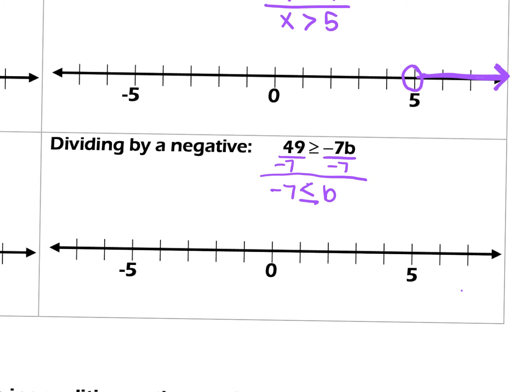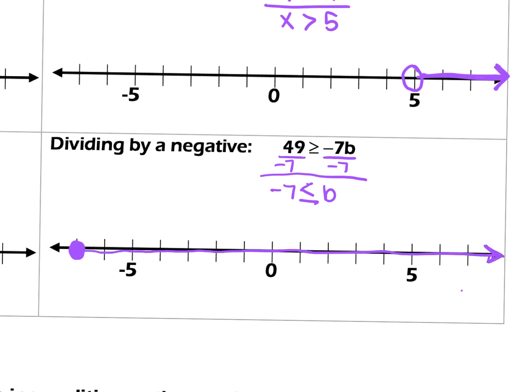So I'm going to make a closed circle on negative 7. And now you have to pay attention, because it looks like all the numbers should be less than negative 7, but what it's really saying is I have to read this one backwards. I'm going to have to say b is greater than or equal to negative 7, because what it's saying is negative 7 is less than all the b's. So negative 7 should be smaller than every b we have. Well, that means all our b's are greater than our negative 7. So then that means all my numbers should be bigger.